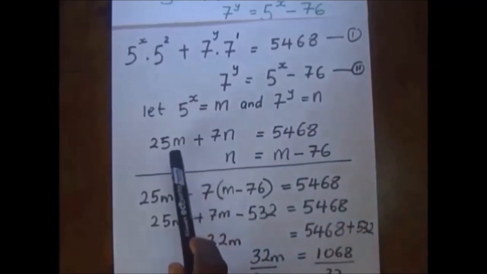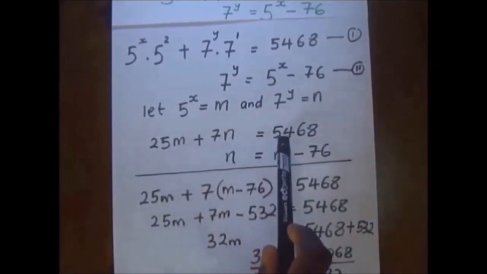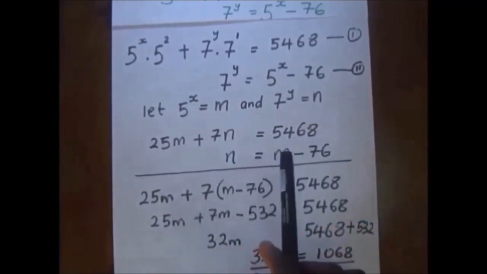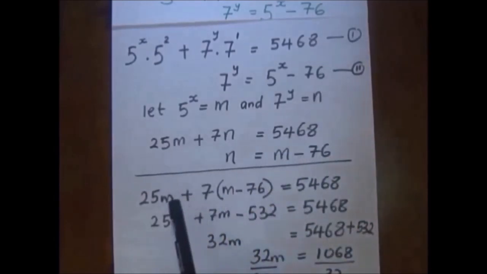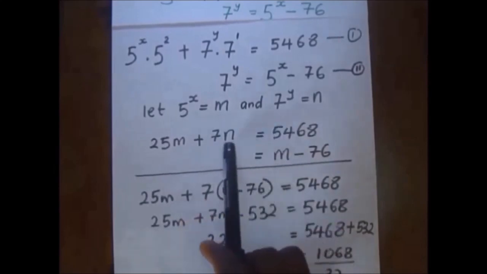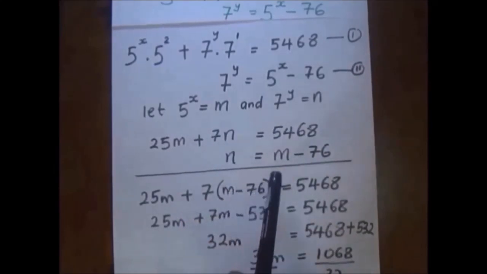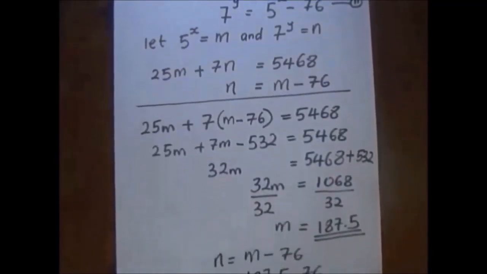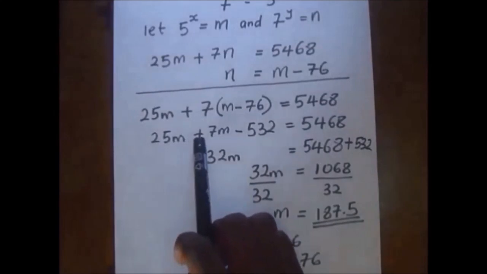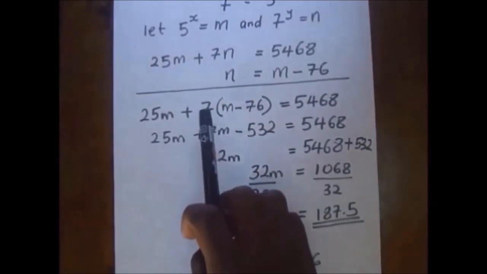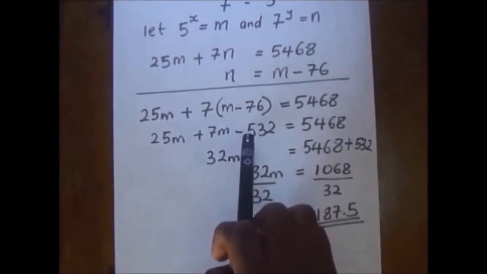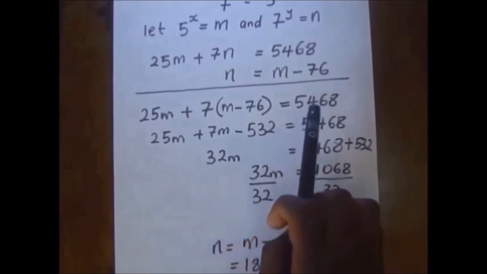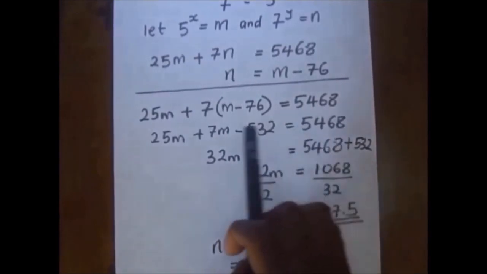And our first equation here is 25m plus 7n is equal to 5468. So when you substitute the value of n in this first equation, it's going to become 25m plus 7 into the value of n, which is m minus 76, is going to be equal to 5468. We go ahead and open those brackets. We get 25m plus 7 times m is 7m. 7 times negative 76 is negative 532. Is going to be equal to 5468.